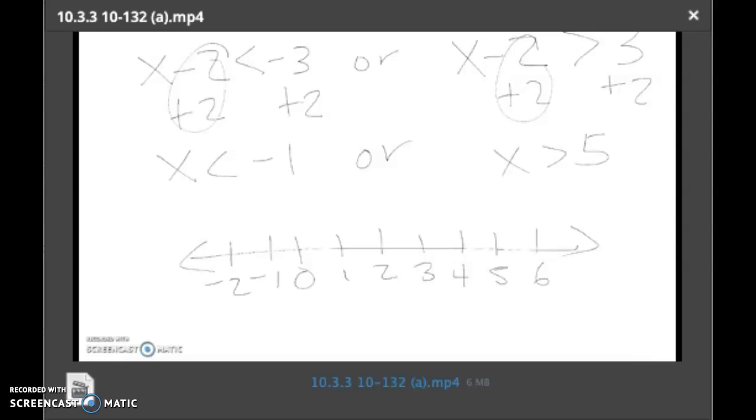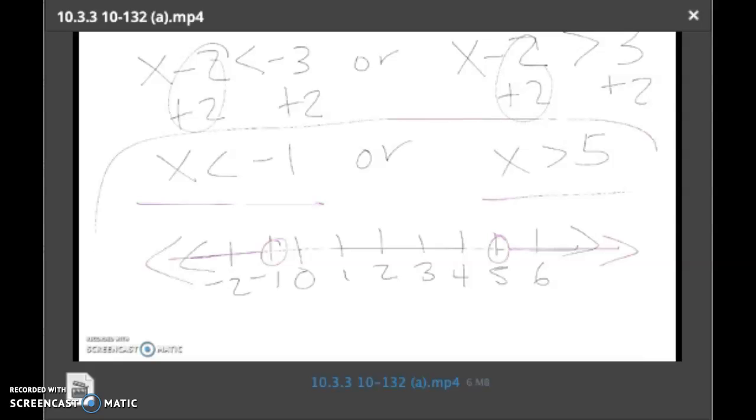All right, so I know that one of my solutions is x is greater than 5. So it's just greater than, there's no equal to sign, so open circle on 5. And x can be any number greater than 5. The other piece of it is that x is less than negative 1. So open circle on negative 1 because it cannot equal negative 1. And numbers that are less than negative 1 are to the left.